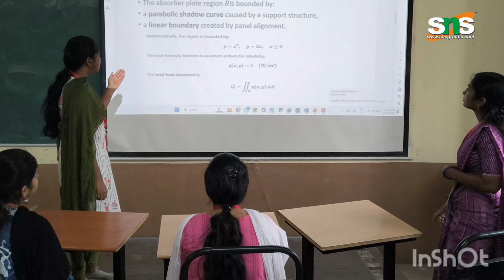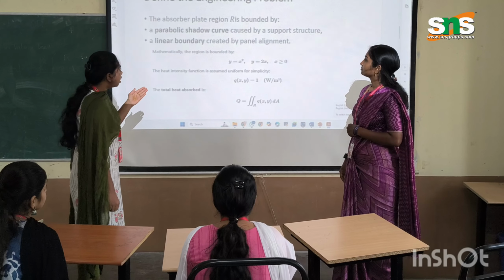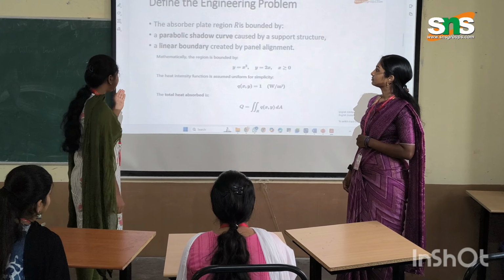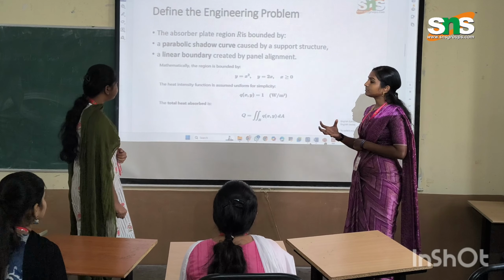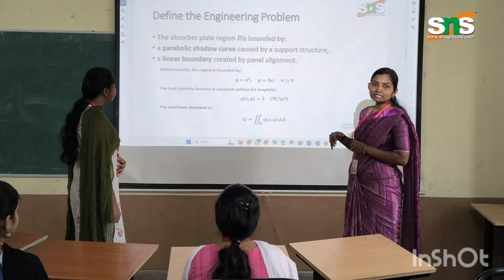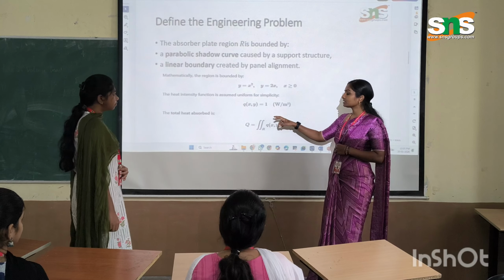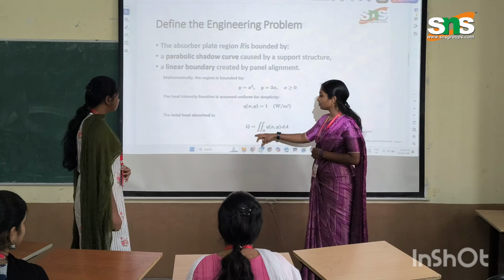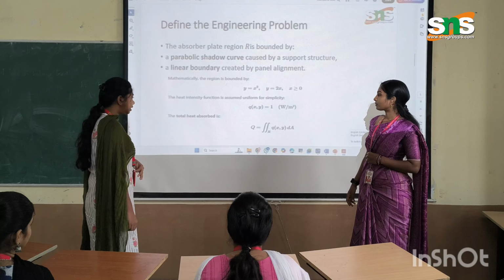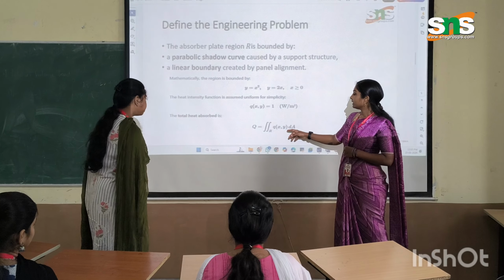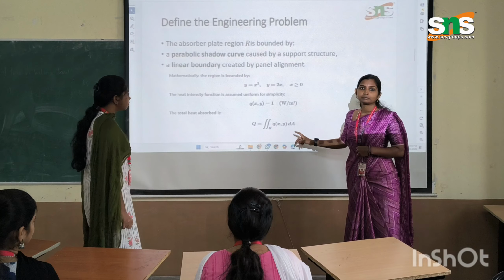The absorber plate region R is bounded by a parabolic shallow curve caused by a support structure, and a linear boundary created by a panel alignment. So these are the constraints we are going to take and put into the double integral over here. So the total heat absorbed is given by this Q equation. What is this Q equation? Q is equal to the double integral over R of q(x, y) dA. This is what our constraints hold here.